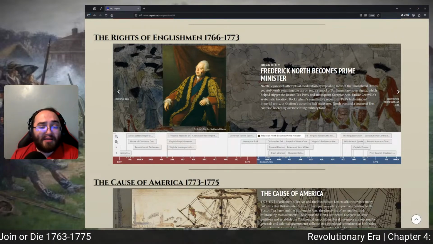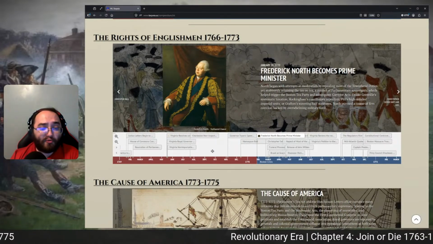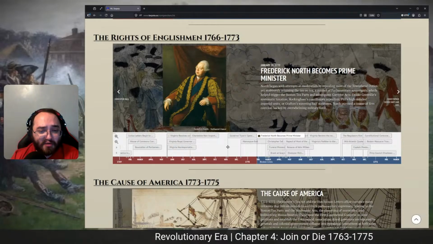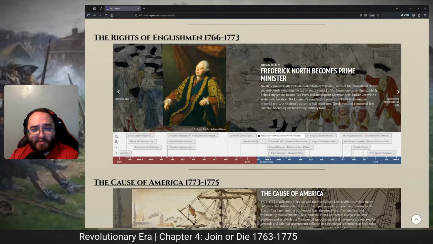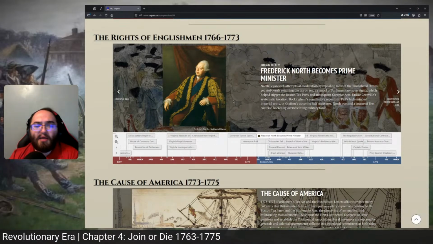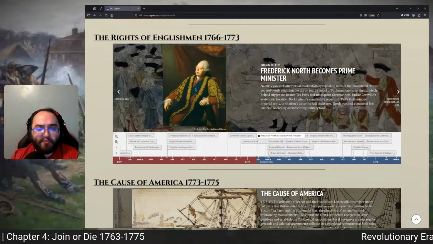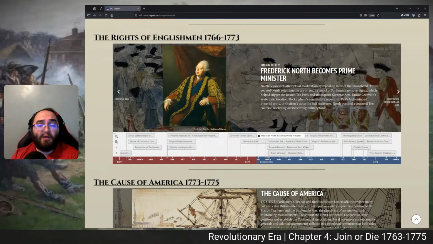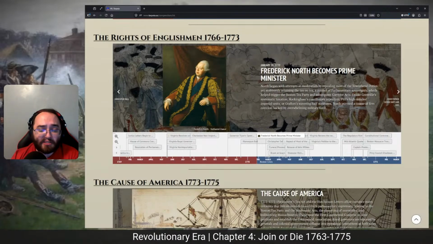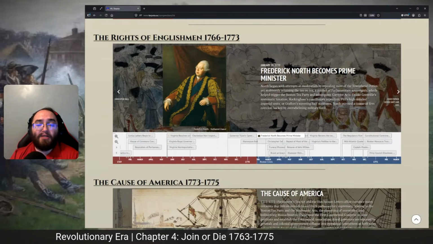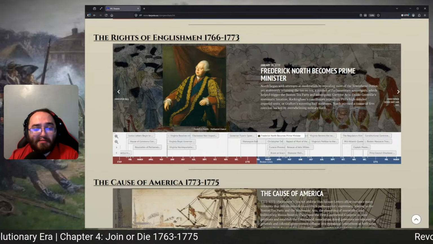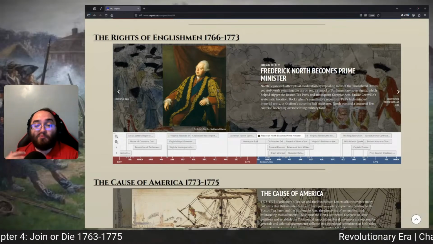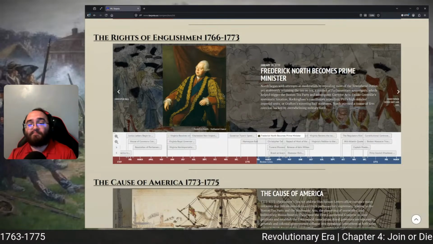And also, he's a conservative. The other 4 prime ministers in this chapter, before Lord North, are Whigs, which are much more progressive. And so, him being a conservative, him being a friend of King George III, and him being very authoritative and militaristic, will have a major impact on the relations with the colonies.